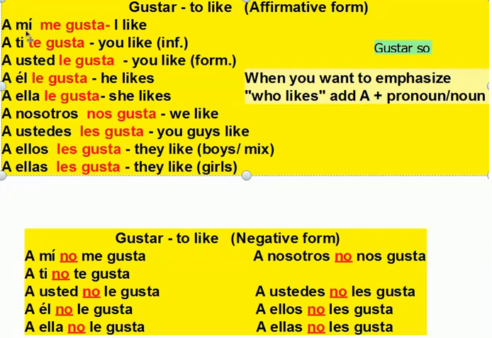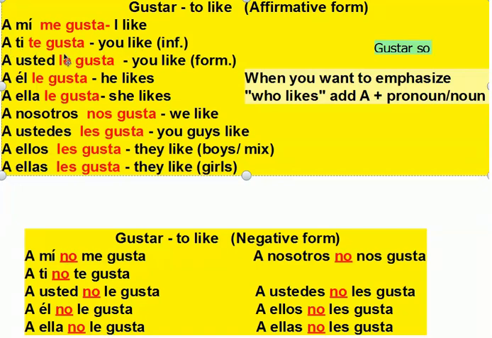A mí would be the subject, the pronoun. Me gusta would be the verb. So I need to match me gusta with a mí. Remember, I don't use yo with this verb. When I say you like informal, I say a ti te gusta. Again, the reason I don't have tu here is because with this verb, gustar, I can't use tu. So instead of tu, I'm going to use the word ti. A ti, a ti te gusta.